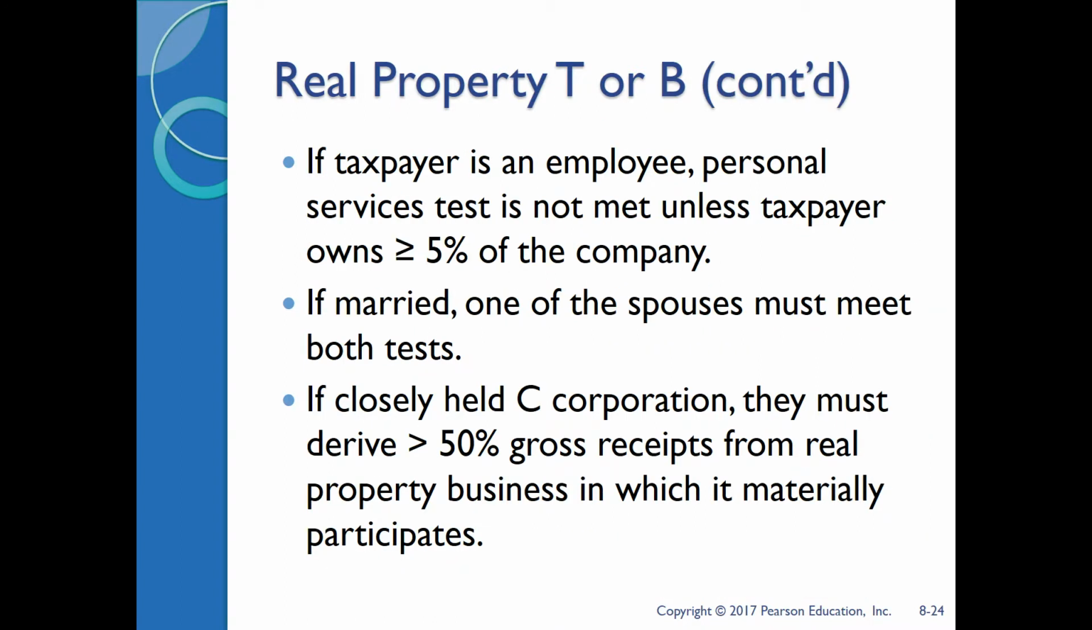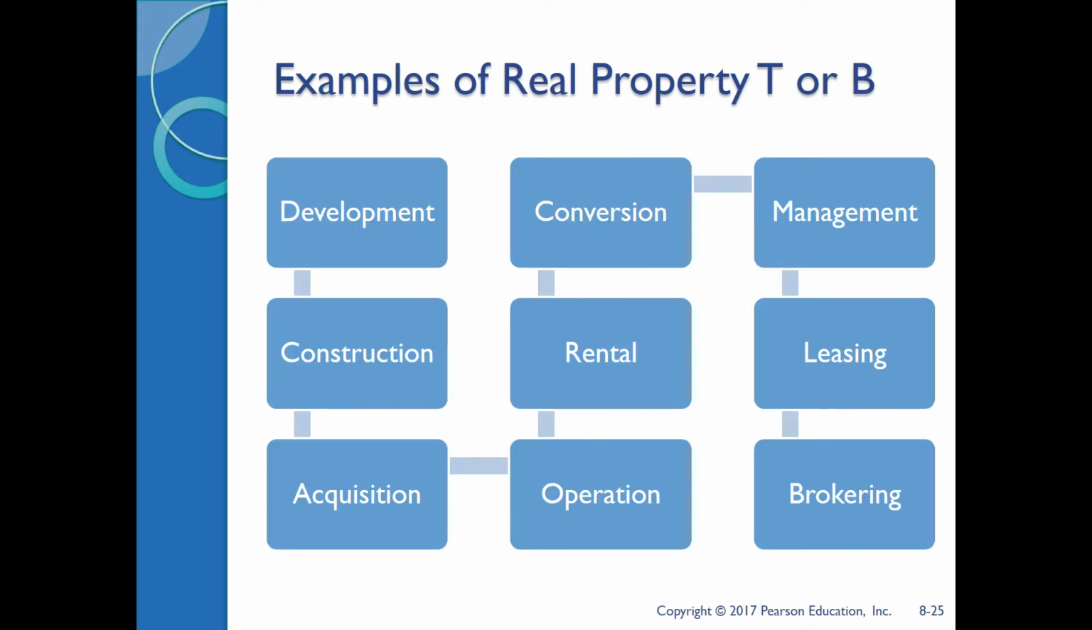If the taxpayer is an employee, the personal services test is not met unless the taxpayer owns greater than or equal to 5% of the company. If married, one of the spouses must meet both tests. If a closely held C corporation, they must derive greater than 50% of gross receipts from a real property business in which it materially participates. Examples of real property trades or businesses include development, construction, acquisition, operation, rental, conversion, management, leasing, and brokering.